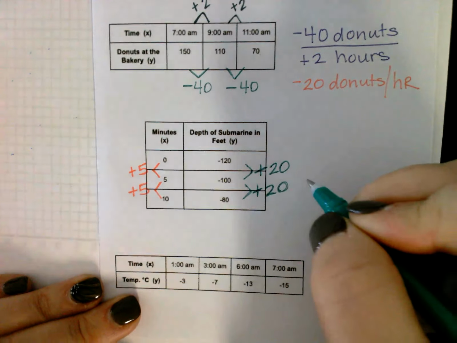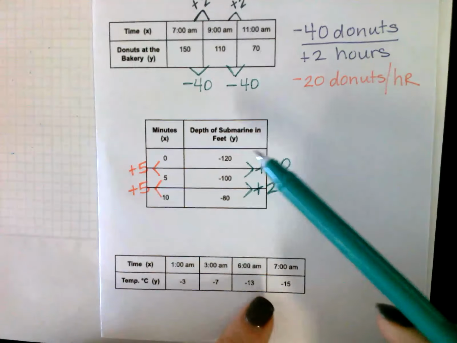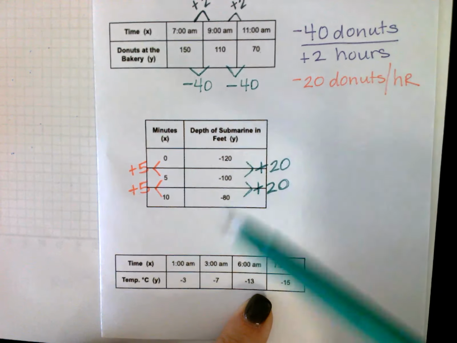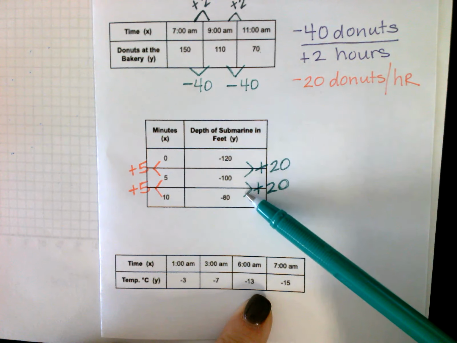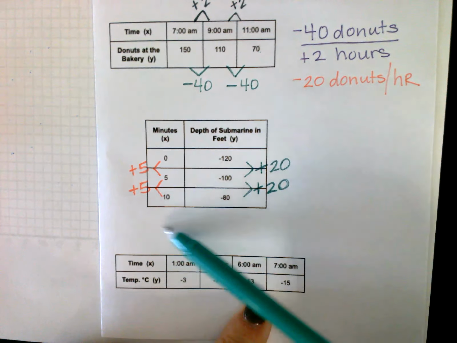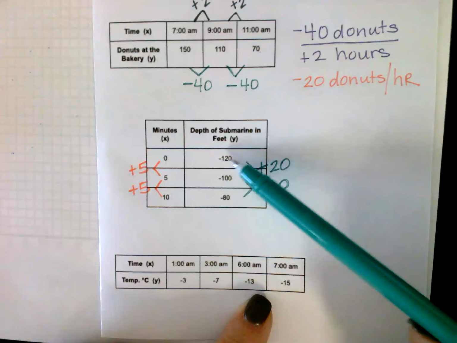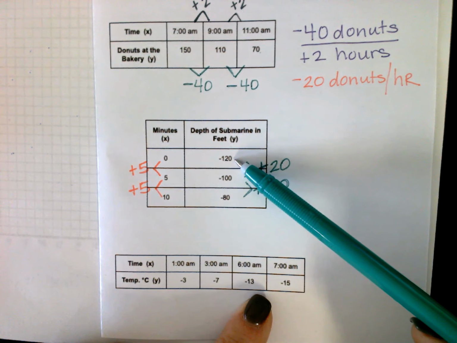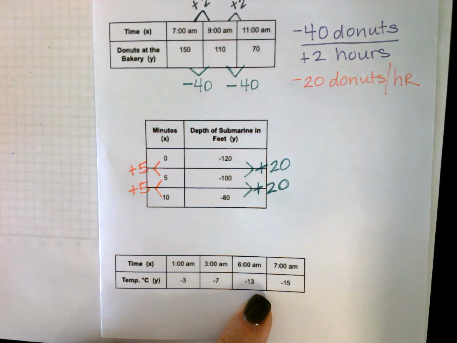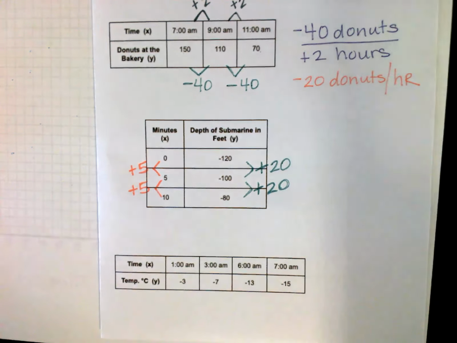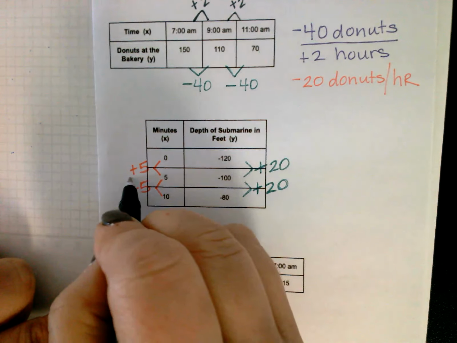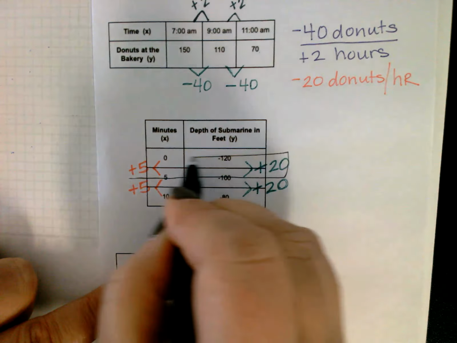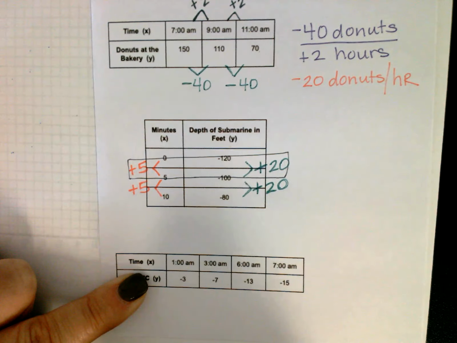All right, I was able to calculate mine. Did you notice when we're working in negatives, as time is going on, the submarine is getting closer and closer to the surface? The surface would be 0, so it is starting at negative 120 feet below the water, and then it's getting closer to the top. All right, again, you do the change in the y's. How are the y's changing as the x's are changing?